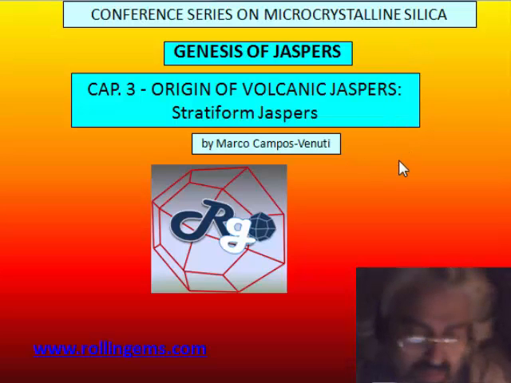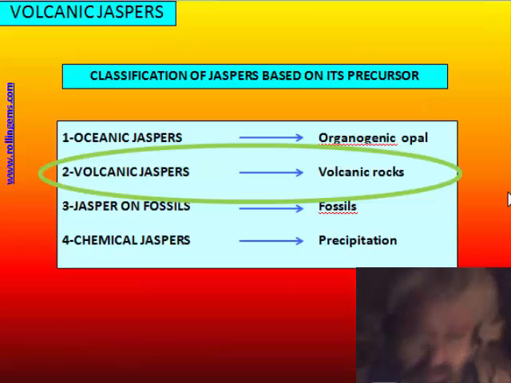Okay, we start now to analyze the volcanic jaspers, and in particular the group called Stratiform Jasper. In the classification of jasper based on its precursor, volcanic jasper are that group that derive from the alteration of volcanic rock. So the volcanic glass vitrificates and forms a jasper.